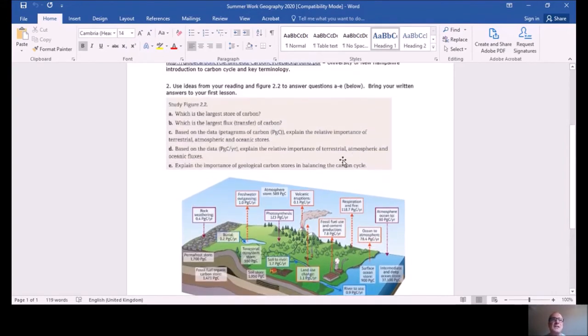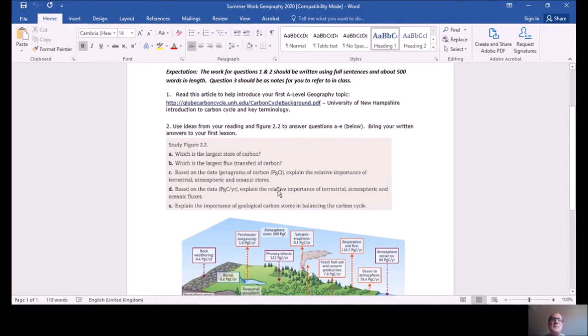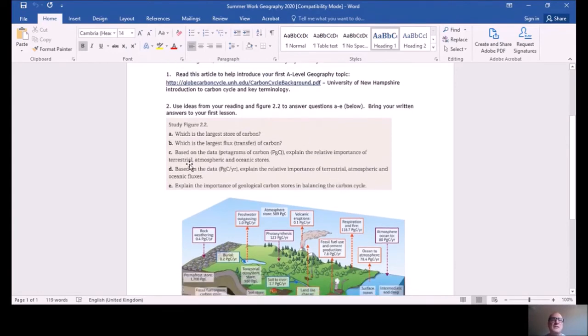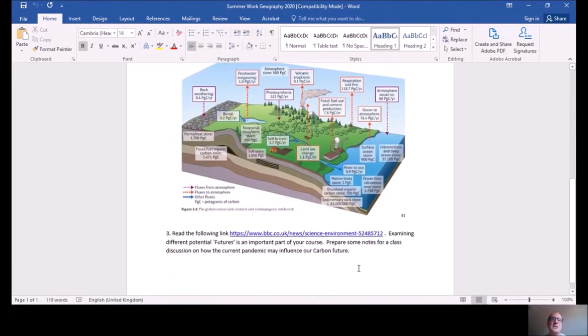So once you've done those questions and written your answers, which you'll hand in on your first lesson in college, you also need to have prepared for a bit of a discussion we're going to have on an article I've linked from the BBC, which is all about the current events at the moment. We're seeing a huge decrease in carbon as the pandemic just closes the world down. Our big globalized world has closed down, hasn't it?